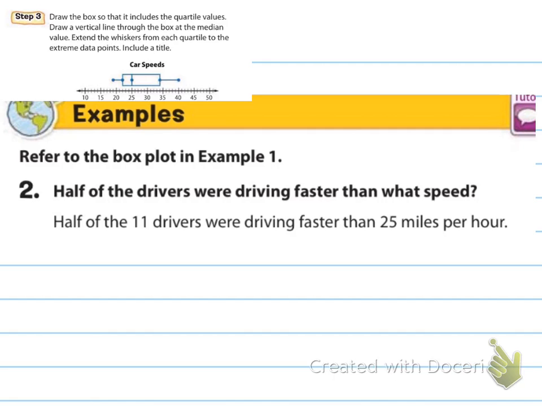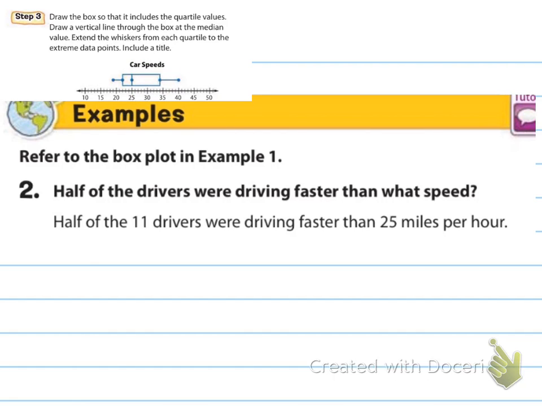It says refer to the box plot in example 1, so I just pulled the box plot back up so that we have it here. It says half of the drivers were driving faster than what speed? Half of the 11 drivers were driving faster than 25 miles per hour, because the fastest half, the top half, was this section right here, even though it's not in a box. I know it's not. It's crazy, I know. But the higher half of my data was right here, and so it was over 25 miles per hour because that was my median.